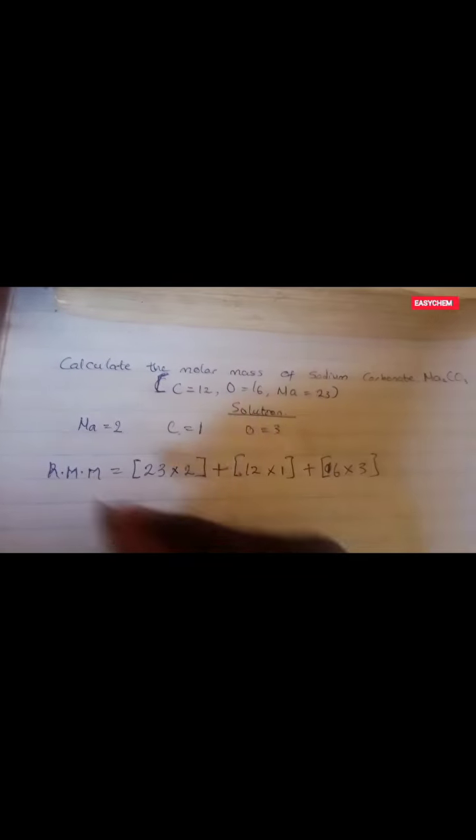So now with this, you have already finished calculating. What you just need is to multiply everything and get your value. When you multiply the atomic mass of sodium by the number of times it appears, you are going to get 46. When you multiply the atomic mass of carbon by the number of times it appears, you have 12. And if you multiply the atomic mass of oxygen by the number of times it appears, you get 48.